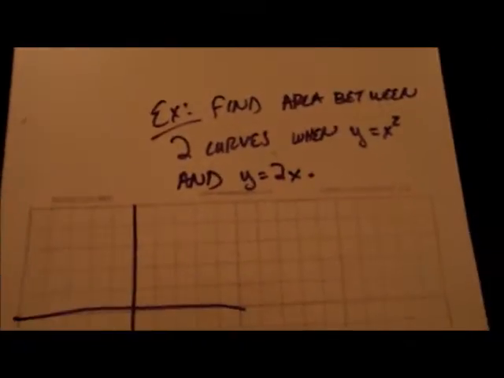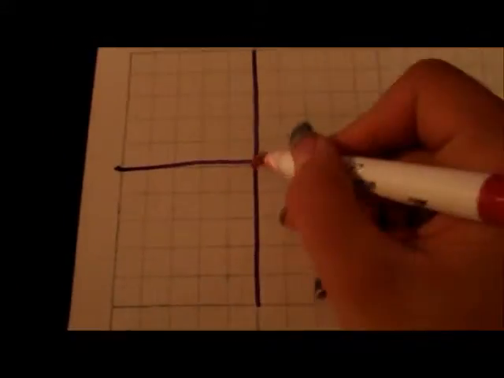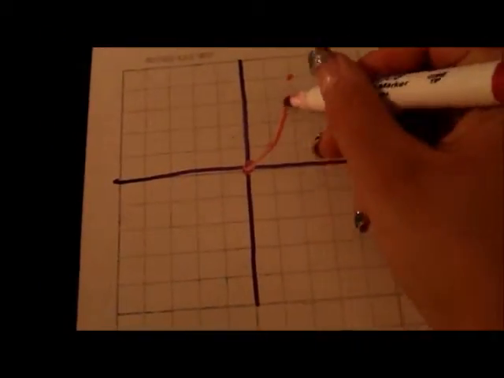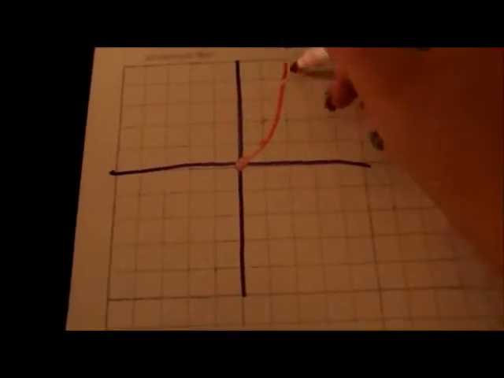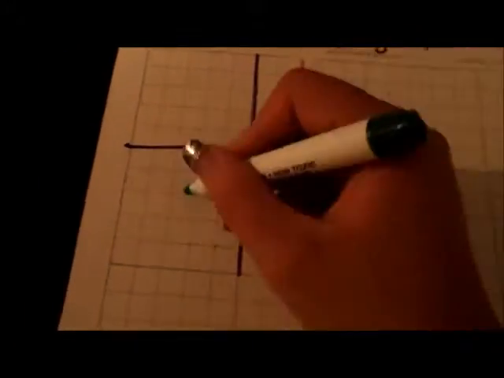The first thing to do when finding the area between two curves is draw the graph. In this example, our two curves are y equals x squared and y equals 2x. Once you have the two graphed, you can see the area between the two curves that you are supposed to be finding.